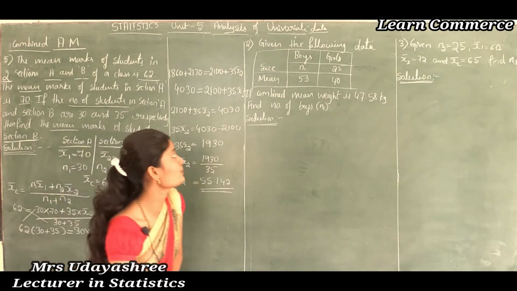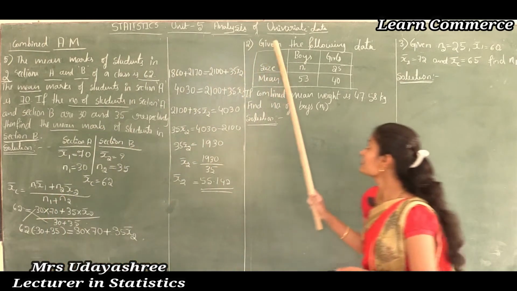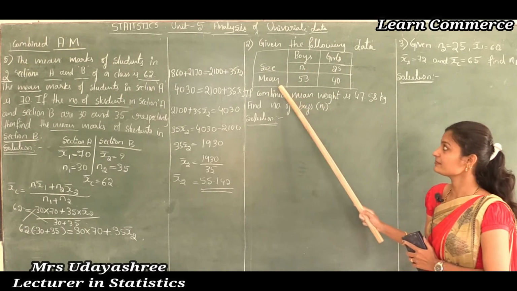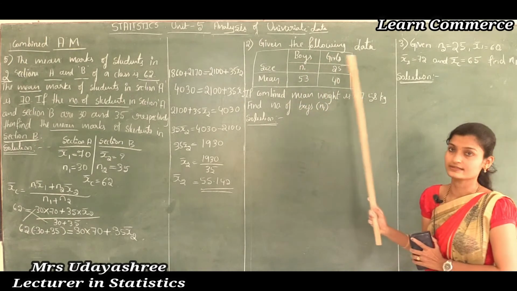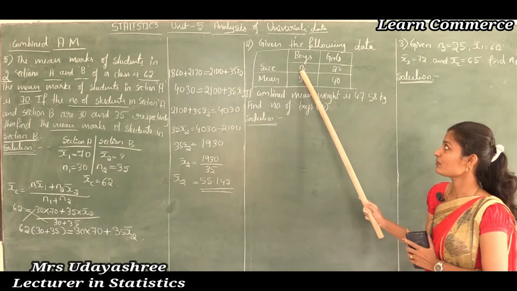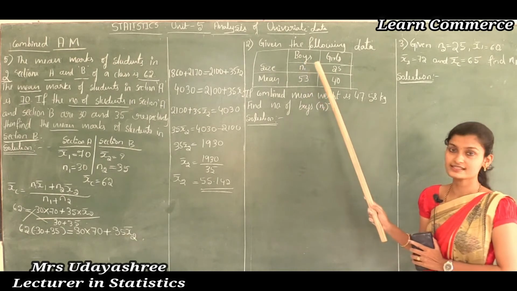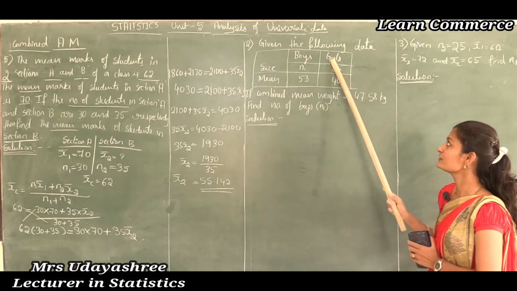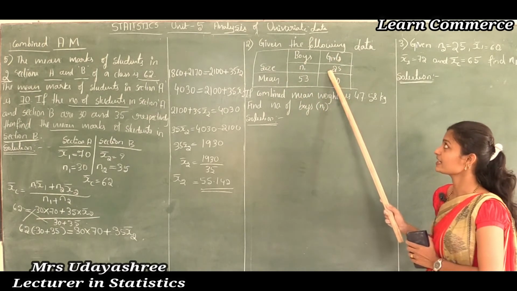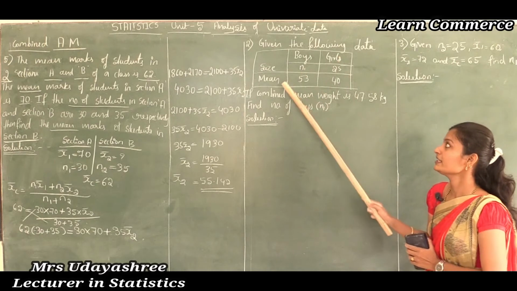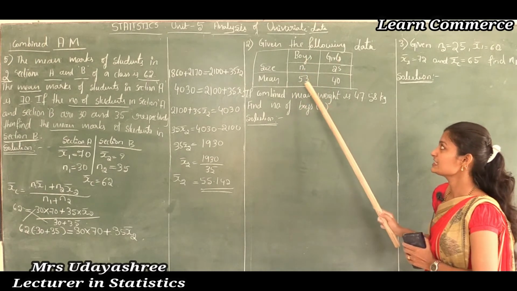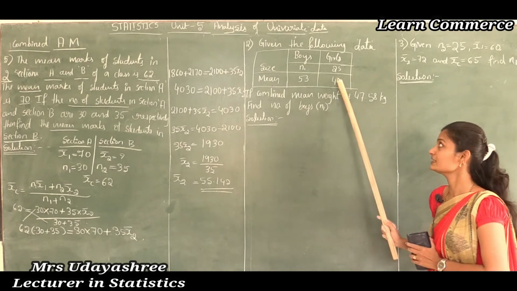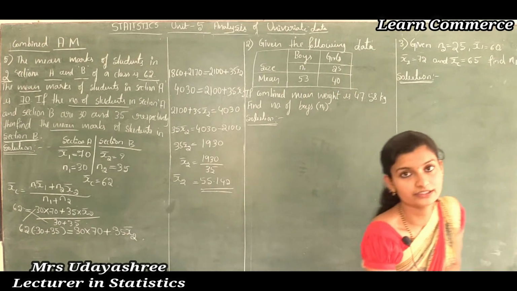Okay, next move to problem number 2, that is given the following data. Here size and means are given for boys and girls. The size for boys, that is n1, is unknown. Next, the size of girls is 25, in the sense the number of girls is 25. Then the mean of boys is 53, and the mean of girls is 40.